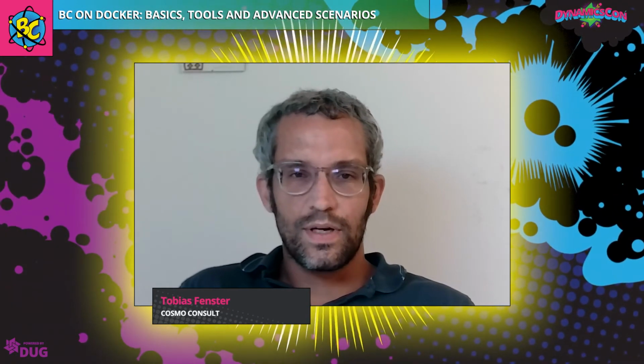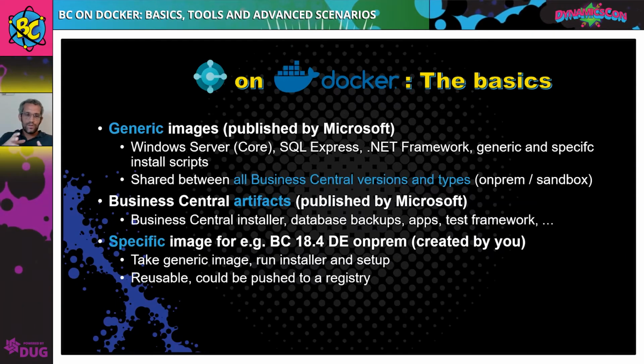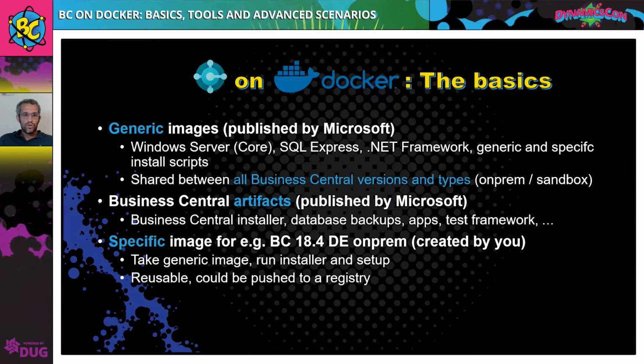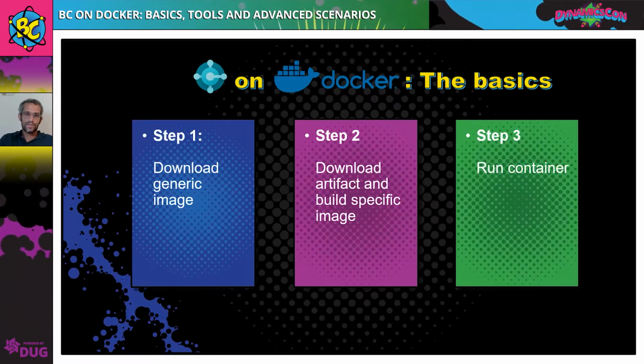For example, Business Central 18.4 in the German version on-prem. So what we need to do is take the generic image, run the installer and the setup. And again, this is happening very easily in a script that I'll show you in a second. And with that, you have a specific image that you can reuse for as many containers as you want, or you could even push this into a registry that you set up to reuse it between different machines. So it really is a three-step process to get to your container in Business Central. You need to download the generic image, you need to download the artifact and build the specific image, and then you can run the container.